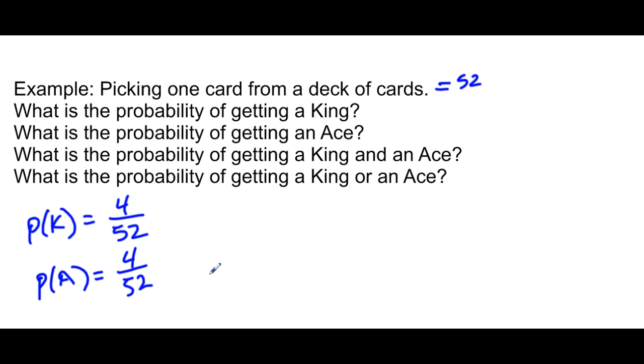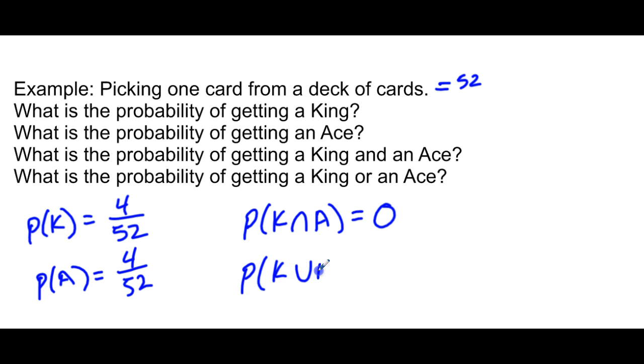What is the probability of getting a king and an ace? So again, we're picking one card out. There's no chance of getting a king and an ace because that's impossible, so this is going to be 0. All right, and then the last part, the probability of getting a king or an ace.